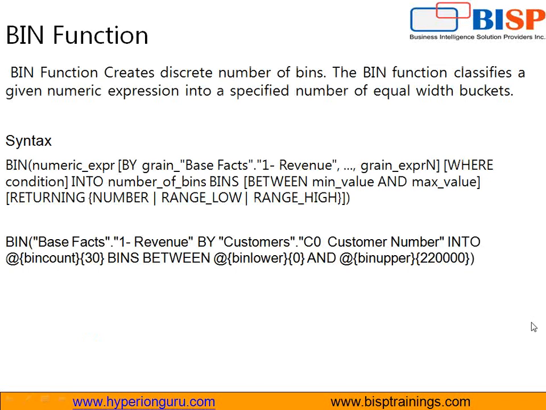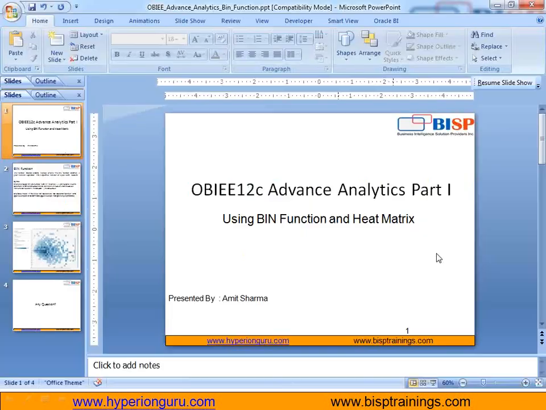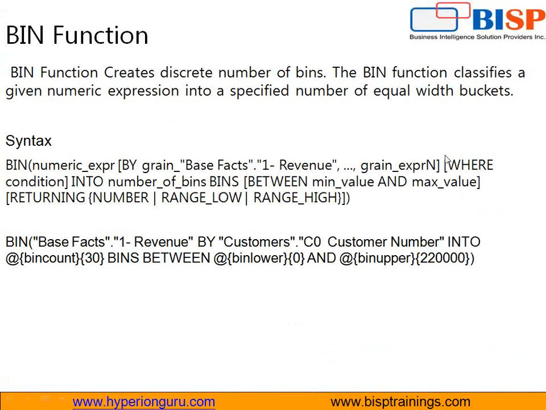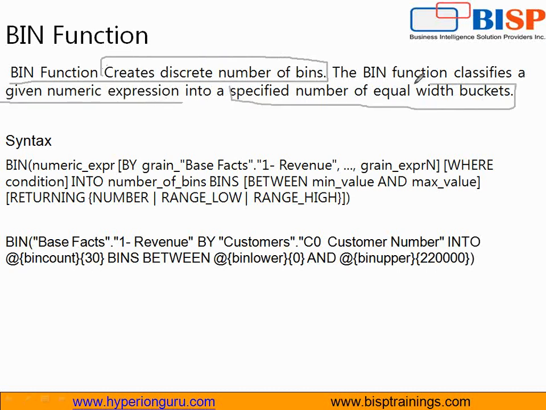So what does bin do? As it seems to be a familiar term, in prior versions of OBIEE as well we used to have a bin. We can create a bin or a bucket through which we can categorize our dimension members, or the measures. The bin function creates a discrete number of bins, right? And the bin function classifies a given number expression into a specified number of equal buckets.